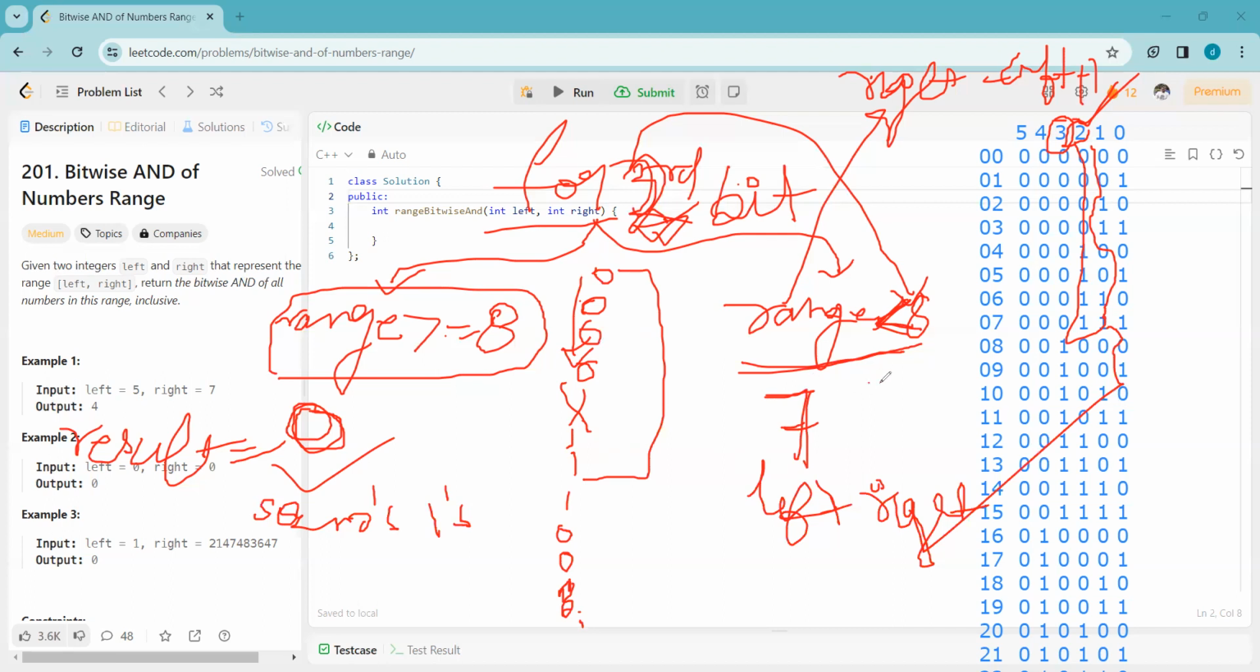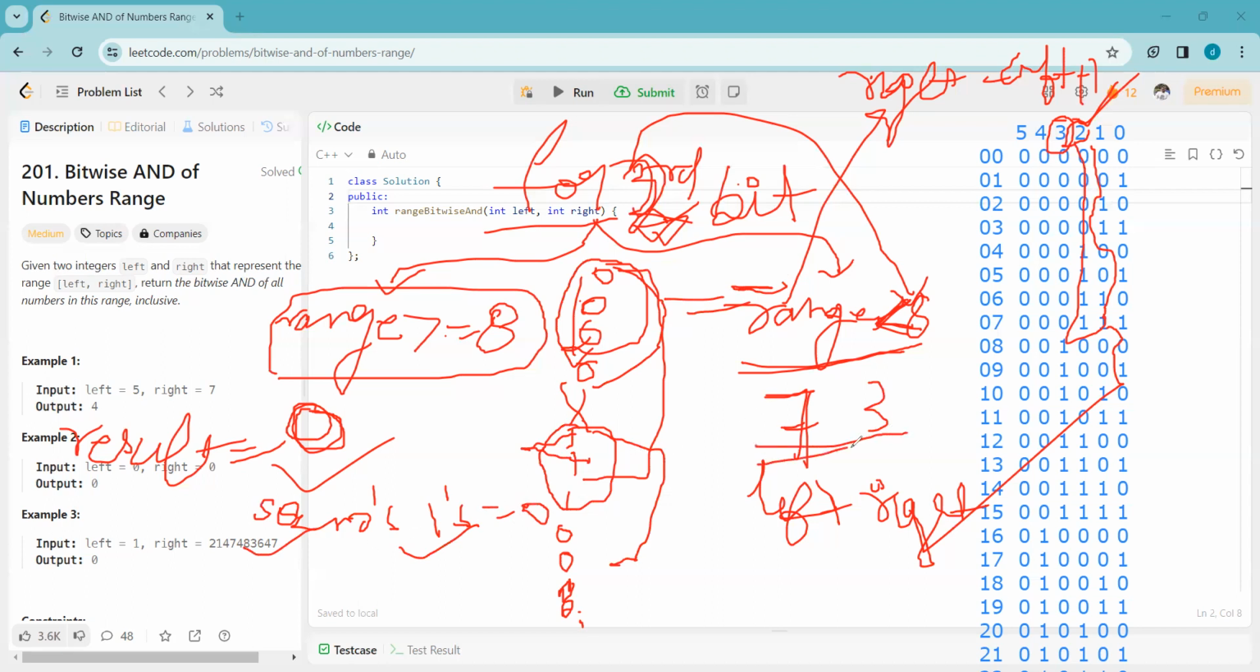Or suppose the range is 3, then it may happen that the range contains all ones, or it contains all zeros, or it contains ones to zeros, something like this. If it contains all zeros, then definitely the value will be 0. If it contains some zeros, some ones, then also the value will be 0, because any one zero will result in 0 for the bitwise operation. And if the range lies in all ones, then the value will be 1.